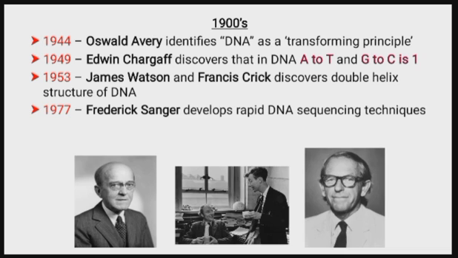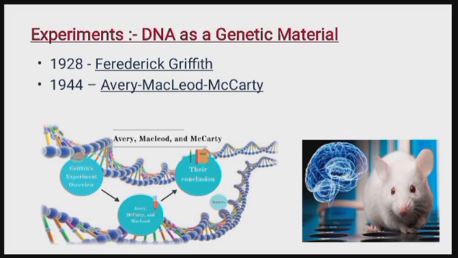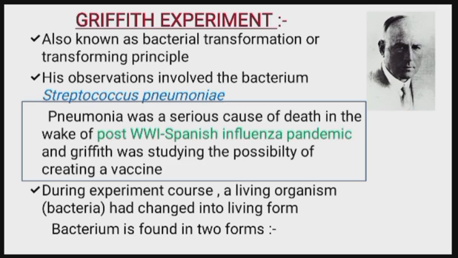Now we see the different experiments that prove DNA as a genetic material, which include Frederick Griffith's experiment of 1928, Avery-MacLeod and McCarty experiment of 1944, and Alfred Hershey and Martha Chase experiment of 1952. Now the Griffith experiment, which is also known as bacterial transformation or the transforming principle. His observations involved the bacterium Streptococcus pneumoniae. At that time, pneumonia was a serious cause of death in the wake of the post-WWI Spanish influenza pandemic, and Griffith was studying the possibility of creating a vaccine.